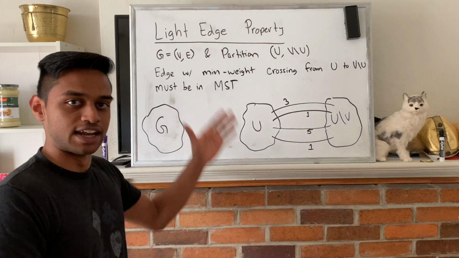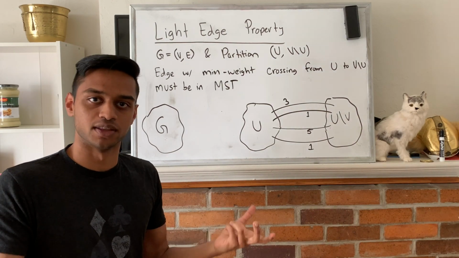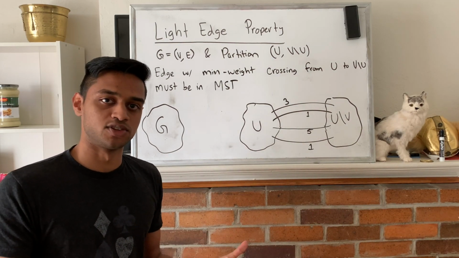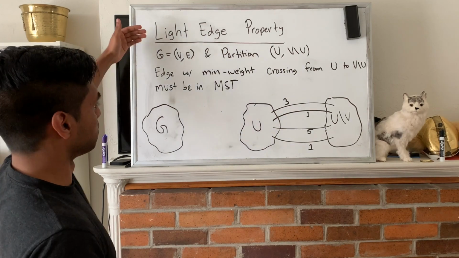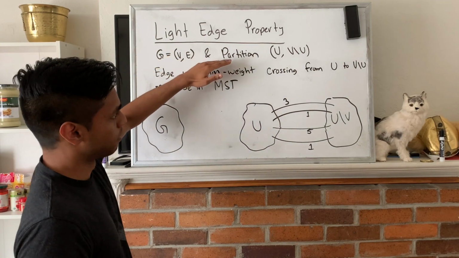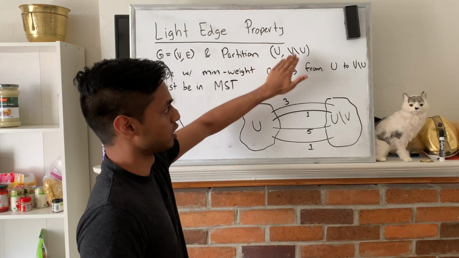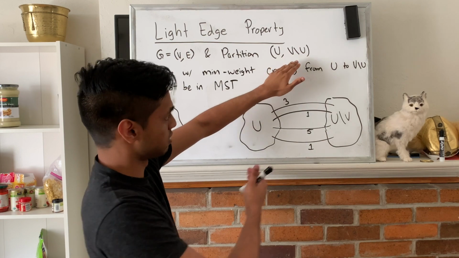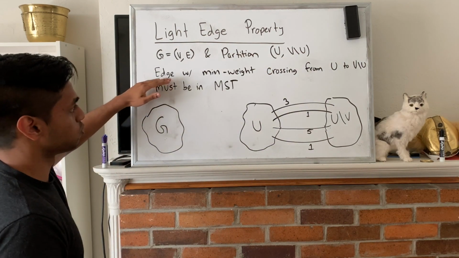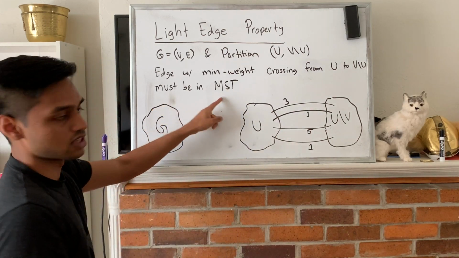Cool, so let's start off with the light edge property, which is crucial to analyzing minimum spanning trees and developing intuition for algorithms around finding a minimum spanning tree within a graph. So the light edge property states that if we have a graph with a set of vertices and edges, and if we partition the vertices into two sets, so U is a subset of V, and we have all of the remaining vertices in V minus U, then the edge with the minimum weight crossing this partition from U to V minus U must be in the MST.